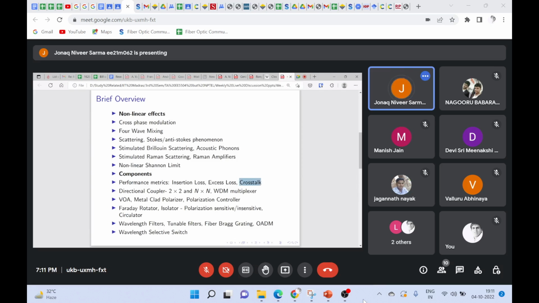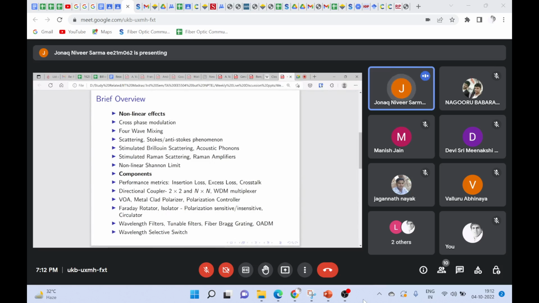And crosstalk, that is, you want the signal to go somewhere, and other channels are also seeing contribution due to those. So these are the basic, most commonly used terms that we'll see again and again. So we discussed the fused coupler, how to make it, and then 2 cross 2 and n cross n, and how this kappa value depends on wavelength, how to make a WDM multiplexer, all this.